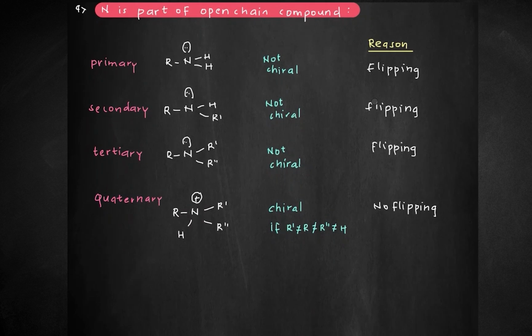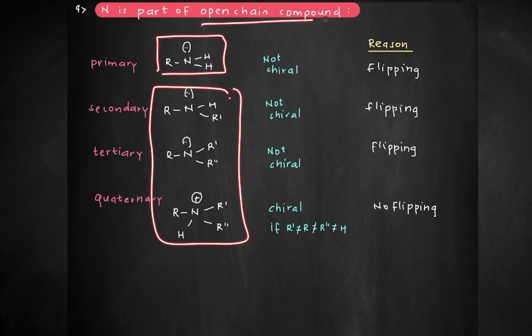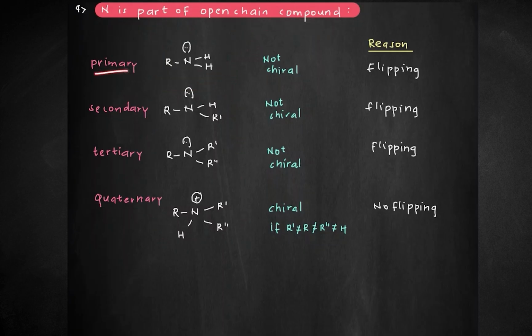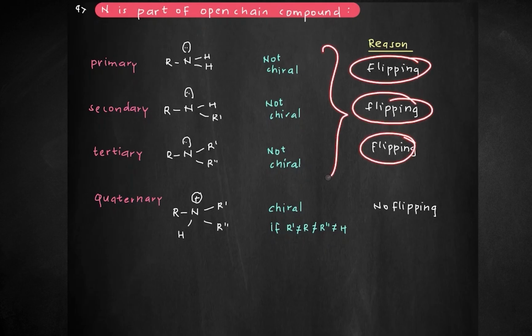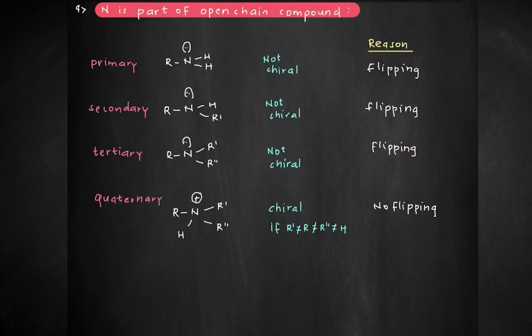Okay, so first, if the nitrogen is a part of an open chain compound, then we have primary nitrogen, secondary nitrogen, tertiary nitrogen, and quaternary nitrogen. Look at here, this is the open chain compound. All are open chain compounds. Remember here, primary, secondary, and tertiary undergo flipping, and because of this flipping, they will never be chiral. So whenever you see primary, secondary or tertiary nitrogen, you will not count them as a chiral atom or chiral center. Got it? And the reason is the flipping.